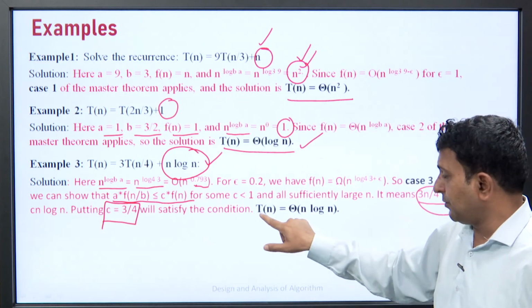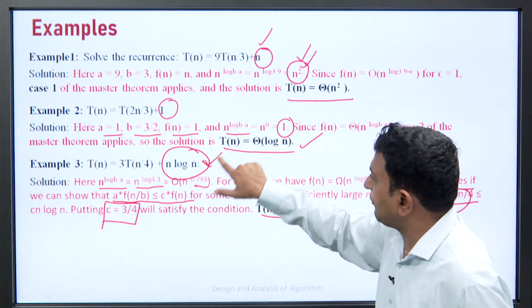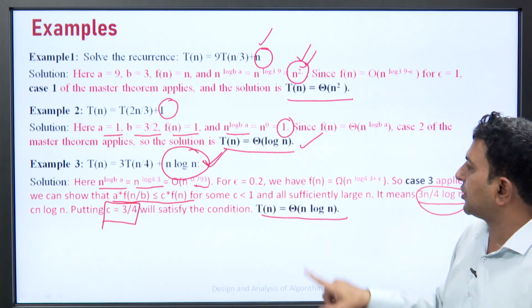So, the solution will be what? The solution will come in the form of this f of n. So, f of n is nothing but n log n. So, theta of n log n.